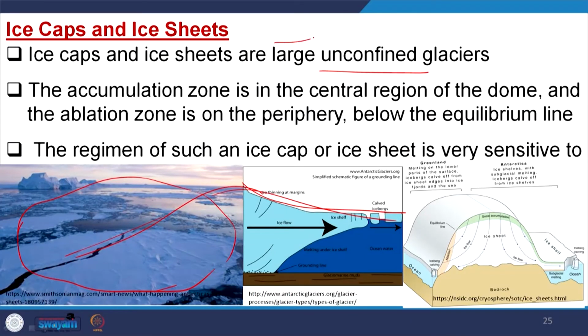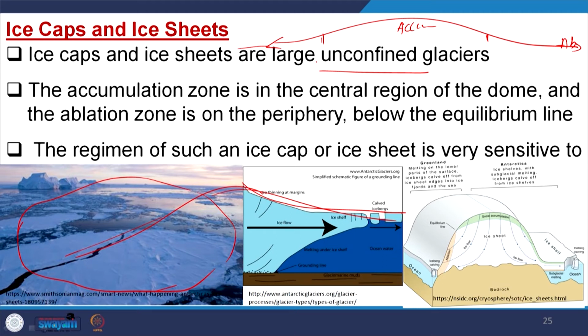The accumulation zone is the central region of the dome, and the ablation zone is at the periphery below the equilibrium line. In the valley glacier, we have the equilibrium line as a cross section on the valley. But here it is an ice sheet, and this may be the equilibrium line. So it is an unconfined system, and the accumulation zone is at the center. If you take a cross section, it looks like this, and on the other side it moves similarly. So at the center is the accumulation zone, and on all sides it is the ablation zone, and somewhere here may be the equilibrium line.